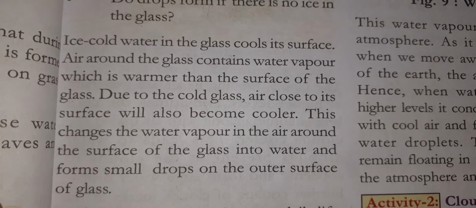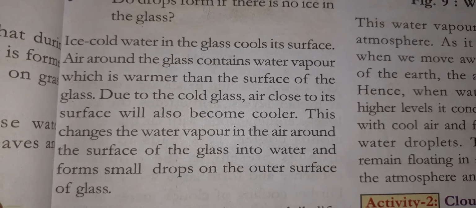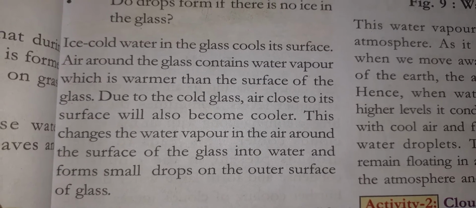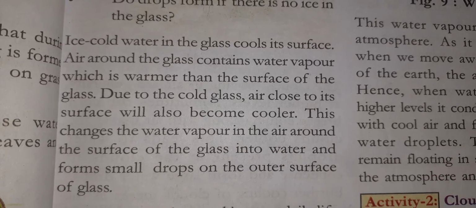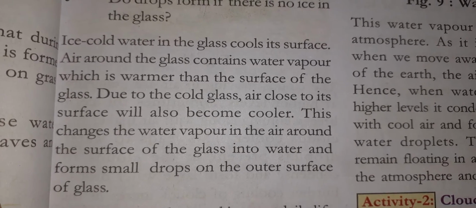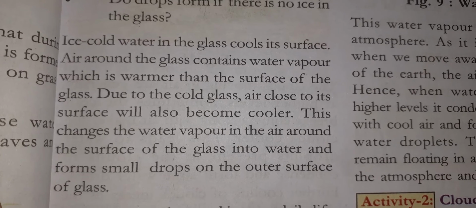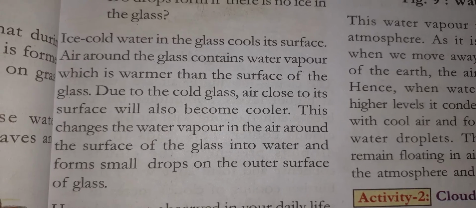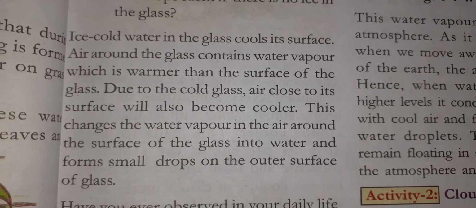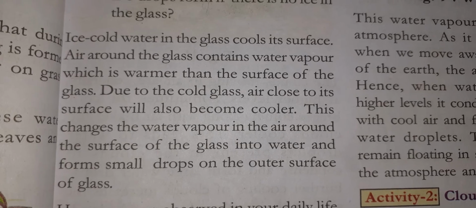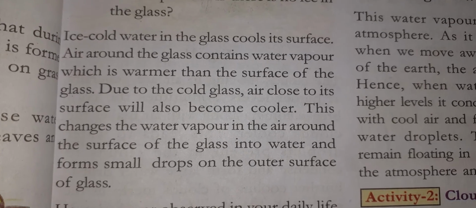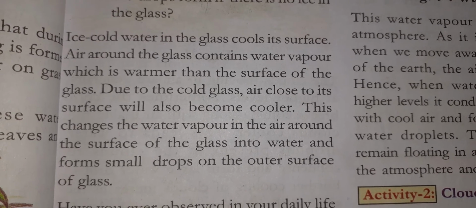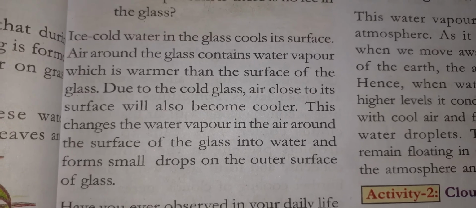So what will happen here, students? Due to the cold glass, here the ice is present in the glass. That's why it is a cold glass, and the air close to the surface becomes cooler. This changes the water vapor in the air around the surface of the glass into water and forms small drops on the surface of the glass. Because these changes occur, small water droplets will be formed on the outer surface of the glass. Okay students.